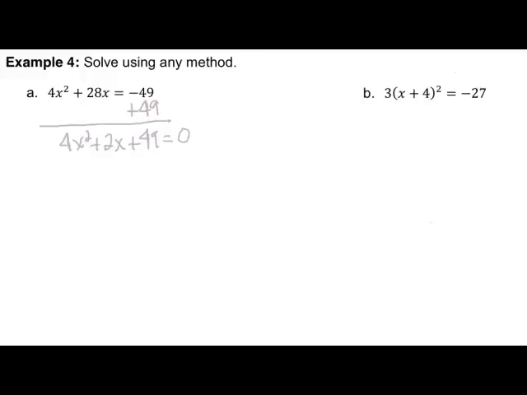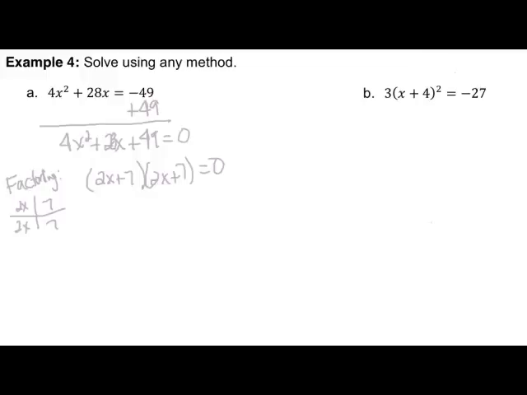So the first way I want to show you is by factoring. If we factor this, we have a trinomial, so we're going to set up our t. So for 4x squared, I'm going to use 2x and 2x. For 49, I'm going to use 7 and 7. 2x times 7 is 14x. 2x times 7 is 14x. 14x and 14x gives us our 28x. So the factors are 2x plus 7 and 2x plus 7.